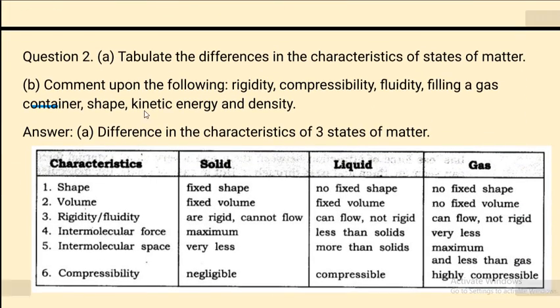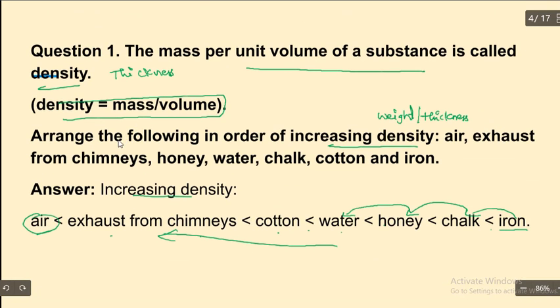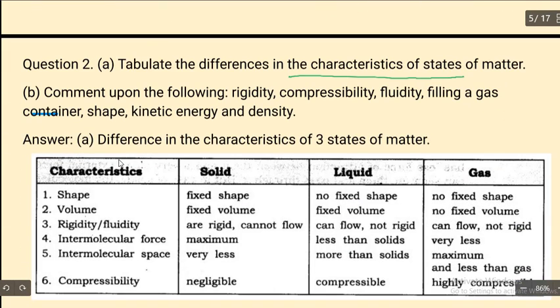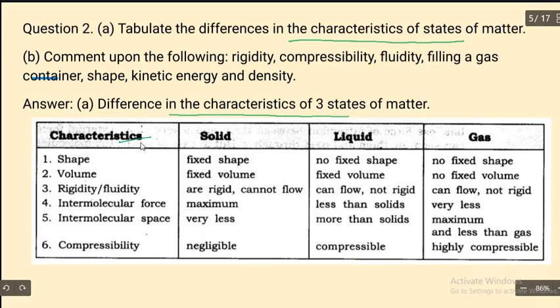Tabulate the difference in the characteristics of states of matter. So now we are going to see the characteristics of the states of matter, and we have to differentiate between them. Here we have two questions. Let us go for the question: difference between the characteristics of the three states of matter. So what are the characteristics? Shape, volume, rigidity or fluidity, intermolecular force, intermolecular space, and compressibility.